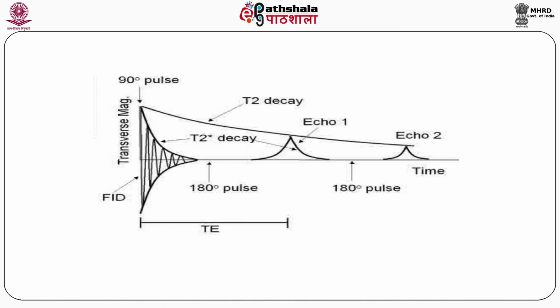But here it does not decay only due to transverse magnetization, or loss of phase coherence of hydrogen nuclei. It is because of the combined effect of intrinsic magnetic field inhomogeneity and extrinsic magnetic field inhomogeneity, and both these factors combined lead to very fast decay of the MR signal, which is called free induction decay.